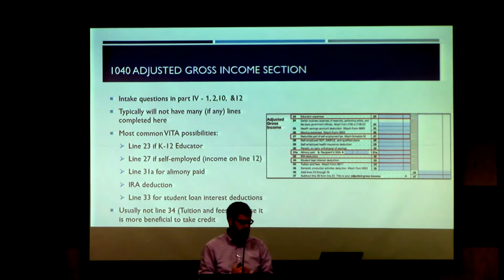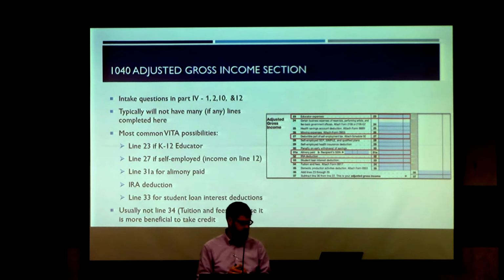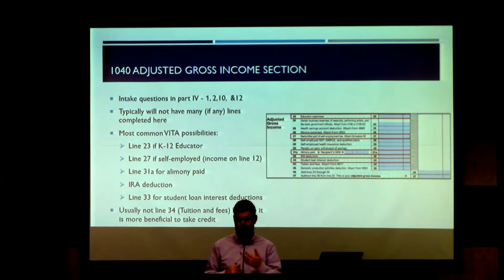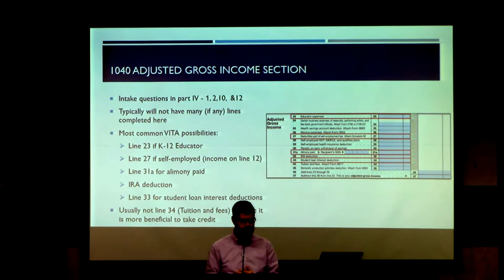The ones we do see, line 23, K-12 educator. So if you are teaching from K-12 and you have a certain amount of classroom expenses, you can take them on the first page. Line 27, again, is that self-employment tax deduction. So that automatically goes if you're putting self-employment income on line 12. Line 31A for alimony paid. That's pretty rare at VITA, but you may see it.